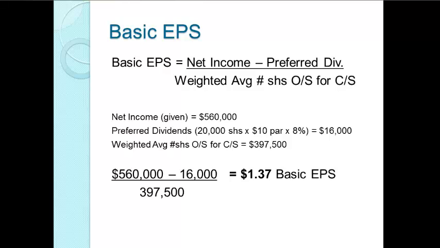So basic EPS equals the net income minus the preferred dividends, divided by the weighted average number of shares. In this case, the basic EPS is $1.37. And here are the calculations for that.